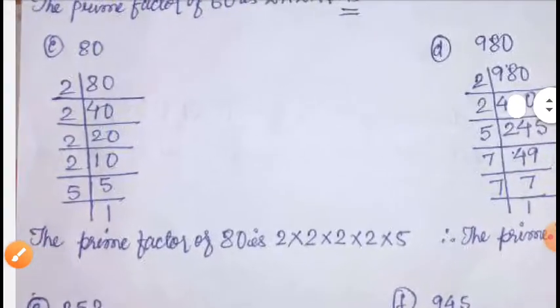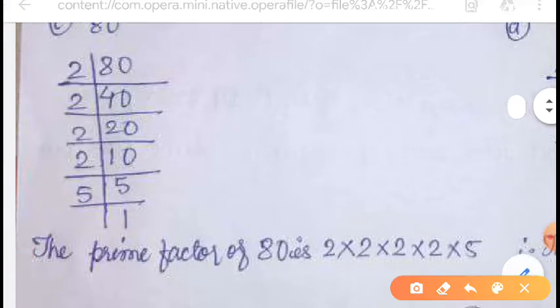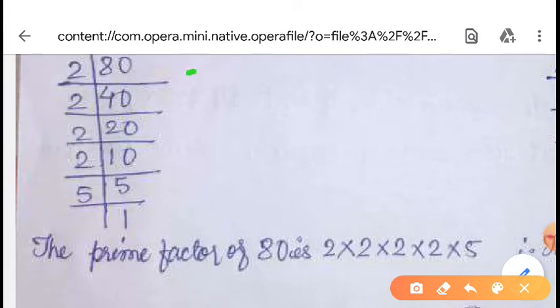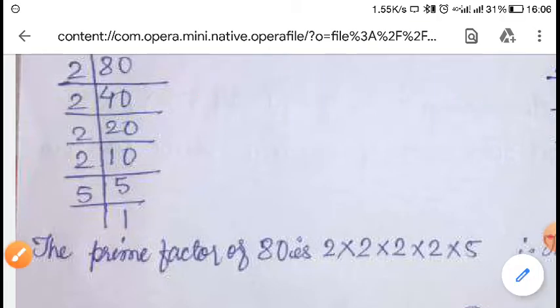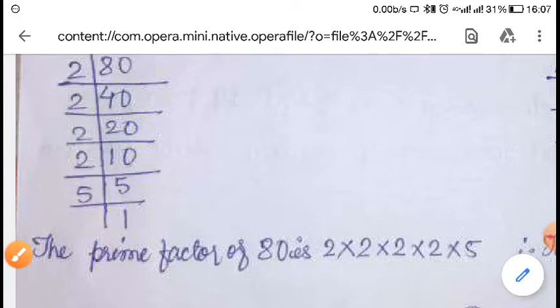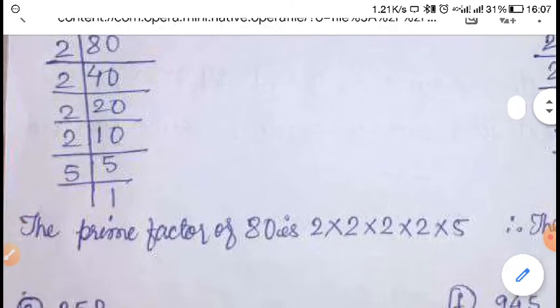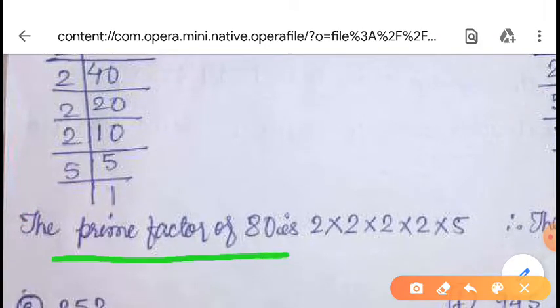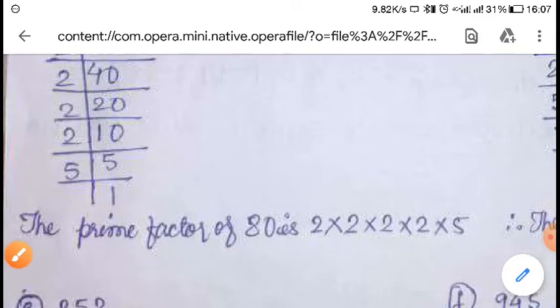Now again for 80, you can see here 2 into 40 is 80. In the same way 2 into 20 is 40, again 2 into 10 is 20, 2 into 5 is 10, and 5 into 1 is 5. So the prime factor of 80 is 2 into 2 into 2 into 2 into 5. I hope you are understanding this.